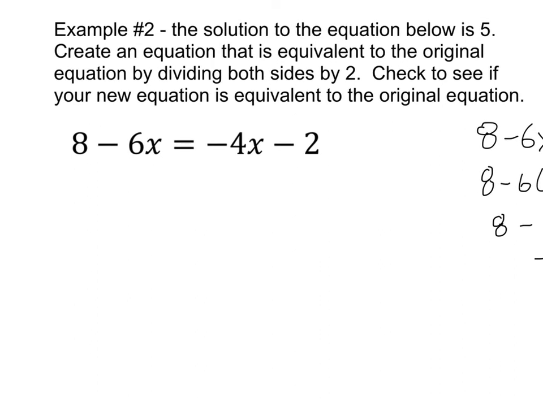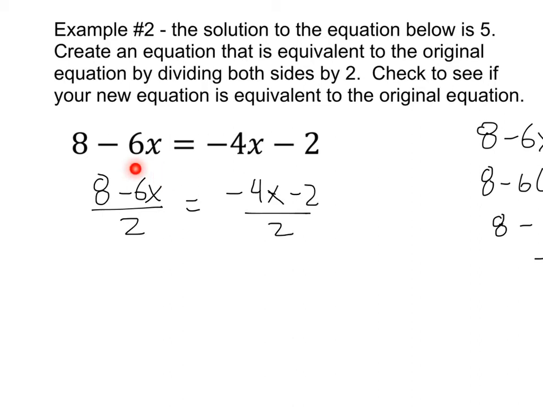All right, let's go back to our original problem. So we want to create an equivalent equation by dividing both sides by 2. All right, so let's do that. If we were to divide both sides by 2, what would happen? We need to take the left side, 8 minus 6x, divide that by 2, and then take the right side, negative 4x minus 2, and divide that by 2.